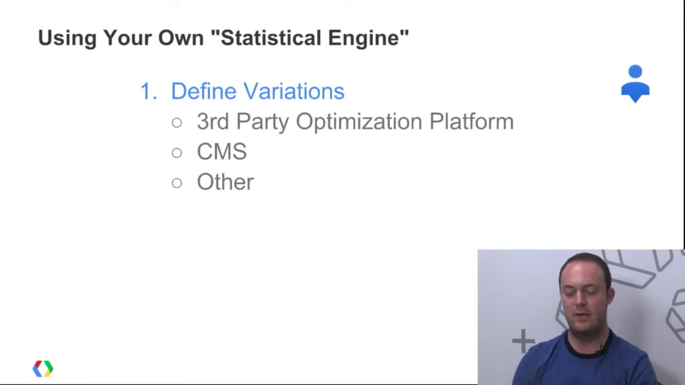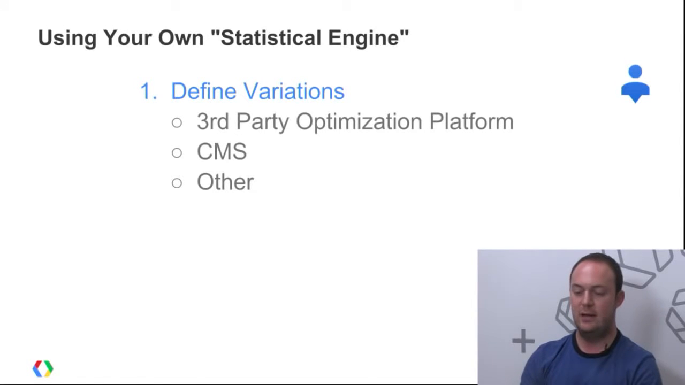Again, if you're doing the statistical engine on your own, defining variations is still the same. Maybe you're using a third-party optimization platform, maybe you're using a CMS system, or you're doing the variations yourself. But ultimately, you create different variations, and you want to run an experiment.